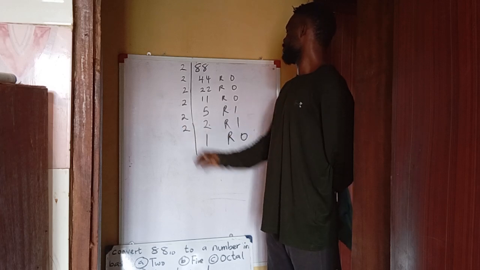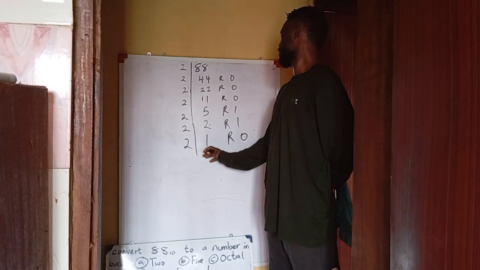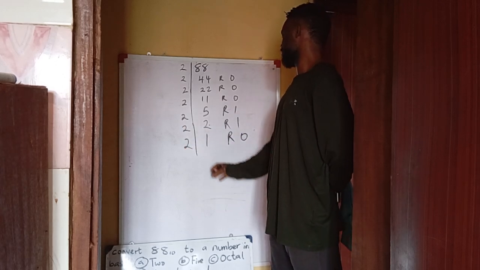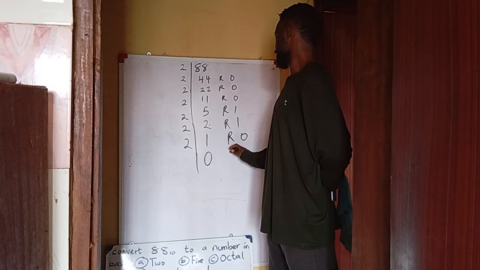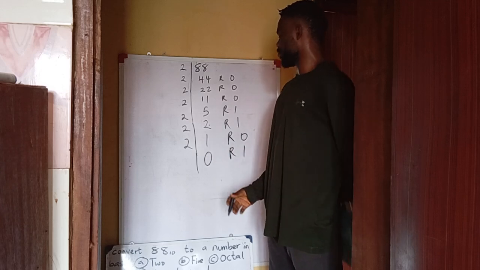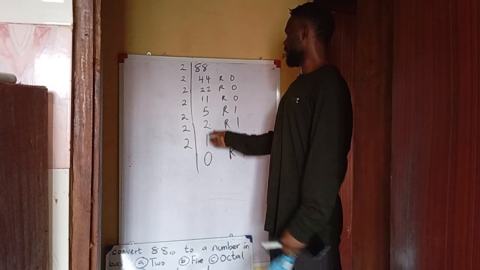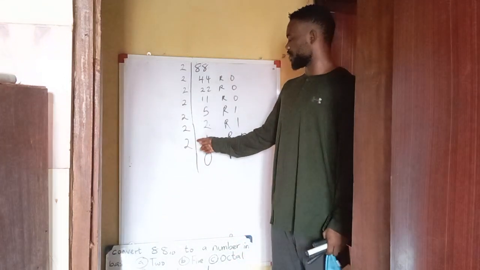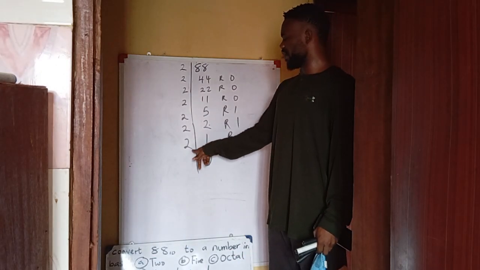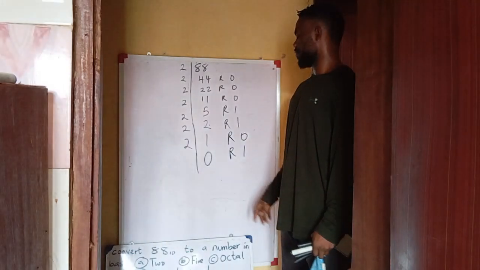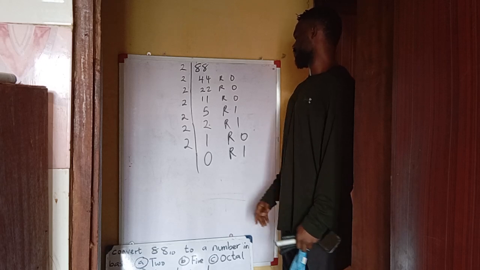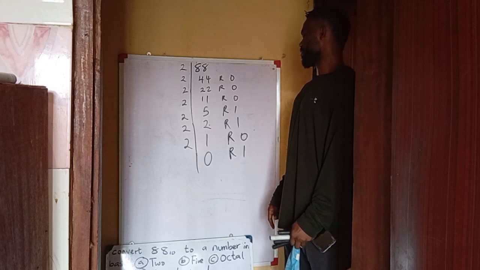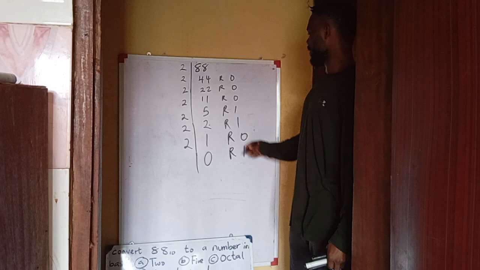Then 1 divided by 2 will actually give me 0, remainder 1. Remember, it's not 2 divided by 1, but rather 1 divided by 2. So I think it's best that way. So 1 divided by 2, I'll get 0, remainder 1. So if I know this, I will now get my answer.